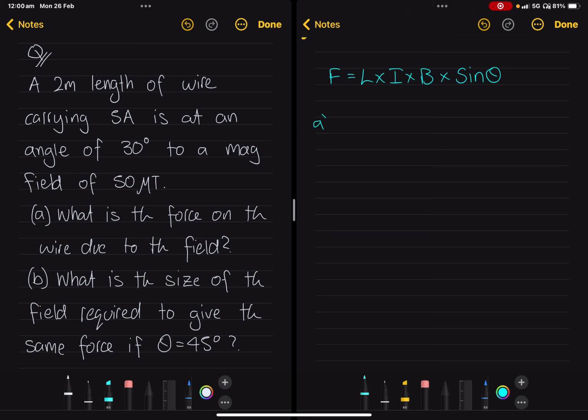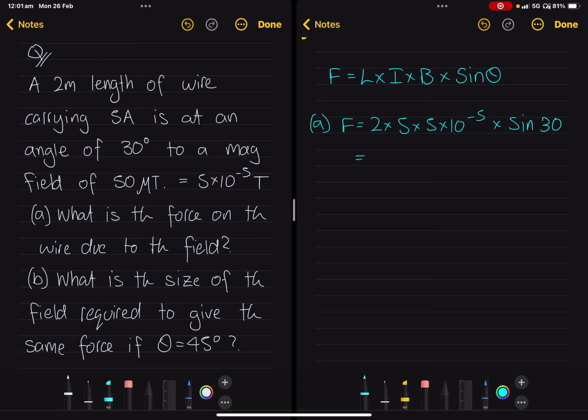So for part A, we're told that theta is 30. We're told that L is 2 meters. We're told that I is 5 amps. We're told the field is 50 microteslas. So 50 microteslas converts to 5 times 10 to the minus 5 teslas. So we have F is equal to 2 times 5 times 5 times 10 to the minus 5 times sine of 30. So we can just put this in our calculator because this is physics, not maths.